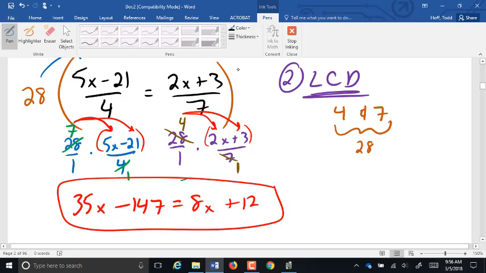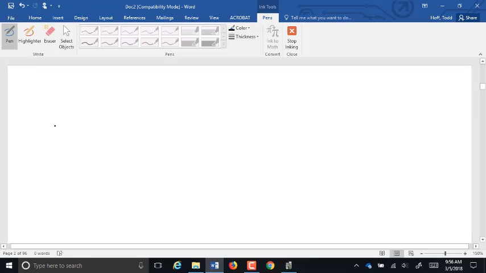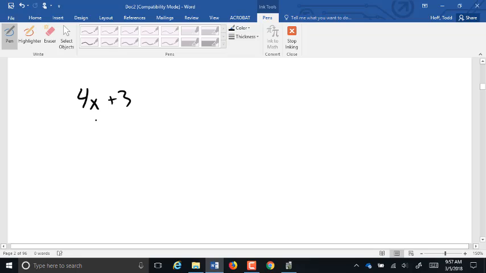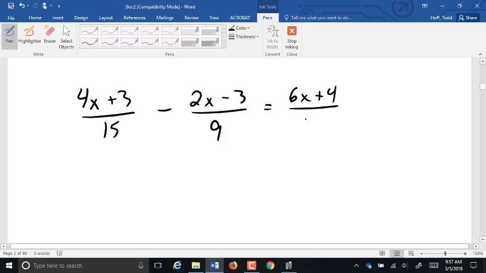The reason we even throw this method out there, I think cross multiplying is way easier when it's only one fraction equals another fraction. The reason we put this method out there is we do sometimes run into a case where it's more than one fraction. We might have something like 4x plus 3 over 15 minus 2x minus 3 over 9 equals 6x plus 4 over 12 plus x over 18.